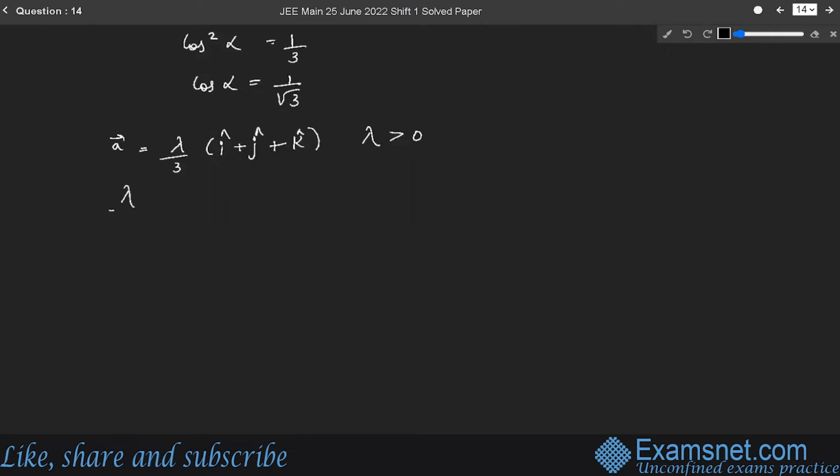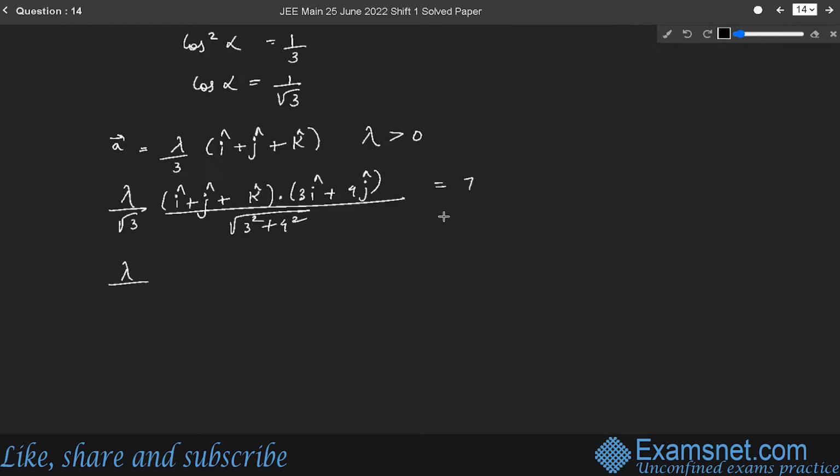Therefore, lambda upon under root of 3 into (i plus j plus k) dot (3i plus 4j), whole divided by under root of 3 square plus 4 square, is equal to 7. Therefore, lambda upon under root of 3 into (3 plus 4) is equal to 7 into 5. So lambda will be equal to 5 into root 3. Therefore, a vector will be equal to 5 into (i plus j plus k).